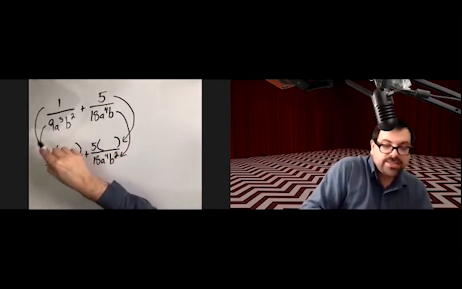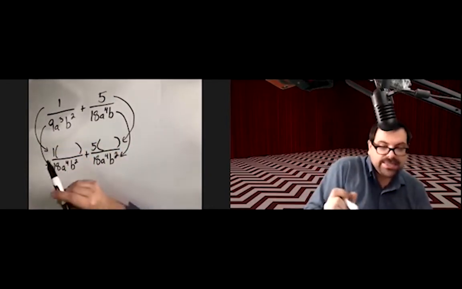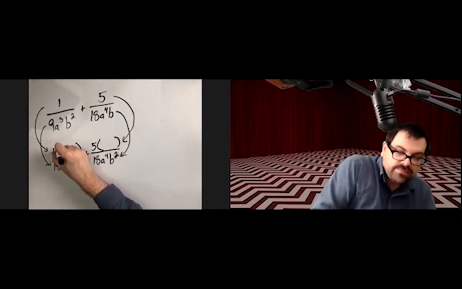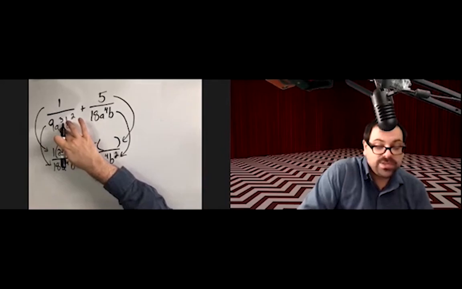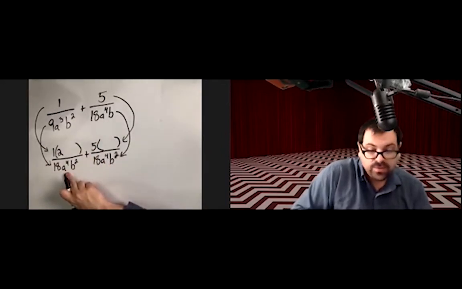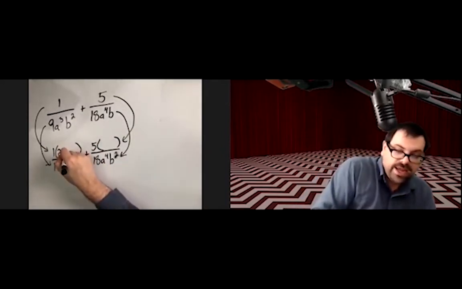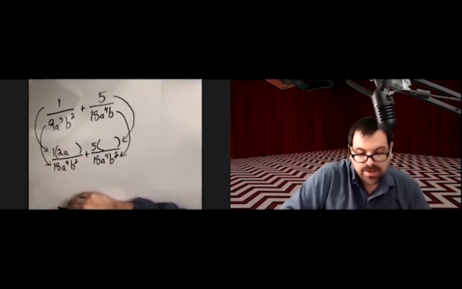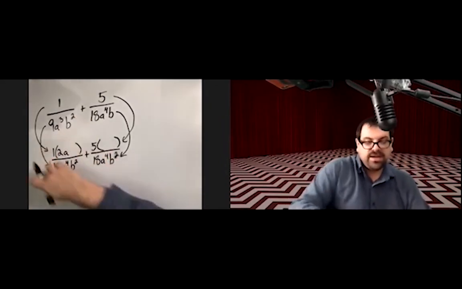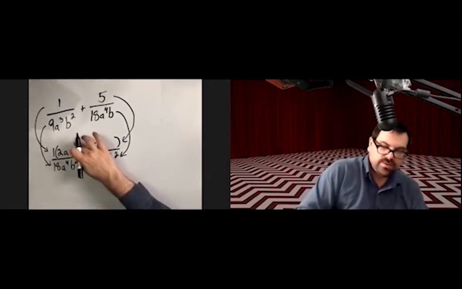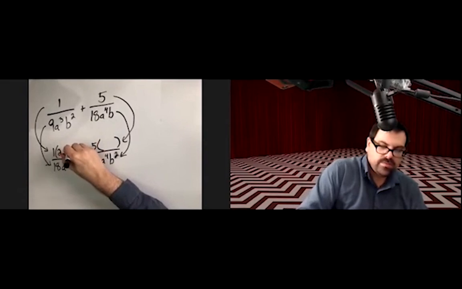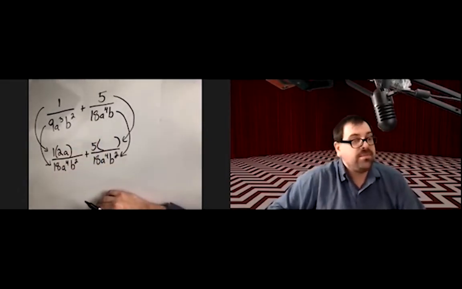So 9 times what is 18? 9 times 2 is 18. A cubed times what is a to the fourth? Well, we need another a cubed times a. B squared times what is b squared? We don't need anything else. We got the b squared. So the 1 is just going to be multiplied by a 2a.